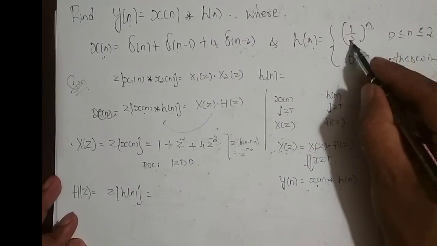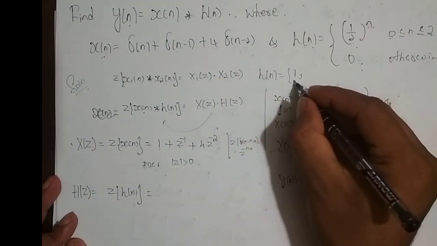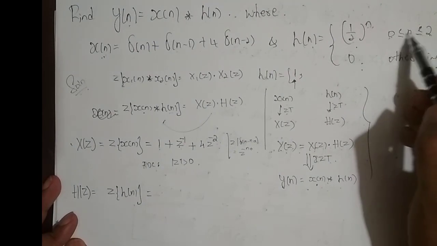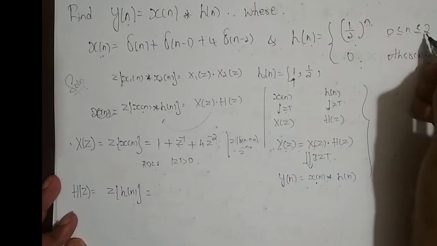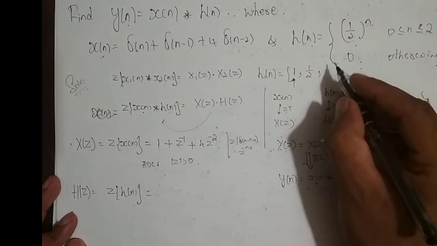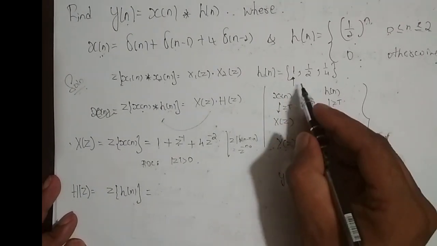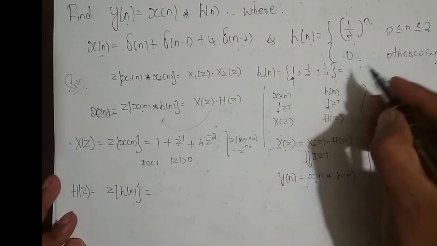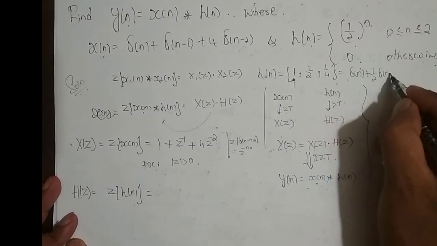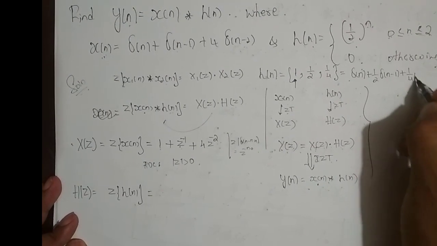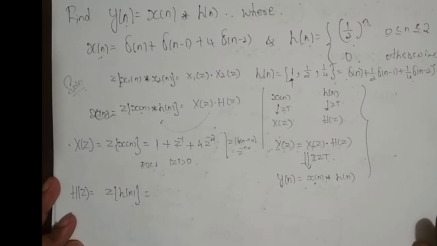So when n equal to 0, it is 1 by 2 power 0, which is 1. This is at n equal to 0, so I have put an arrow mark here. When n equal to 1, it is 1 by 2 power 1, which is 1 by 2. When n equal to 2, it is 1 by 2 power 2, which is 1 by 4. This is the h of n. So how can I write it in delta function? It is nothing but delta of n plus 1 by 2 times delta of n shifted right 1 time plus 1 by 4 times delta of n shifted right 2 times. This we have discussed in the previous video, right?